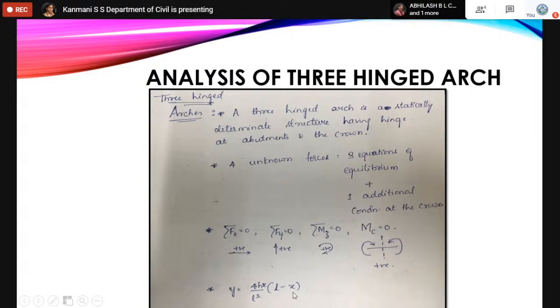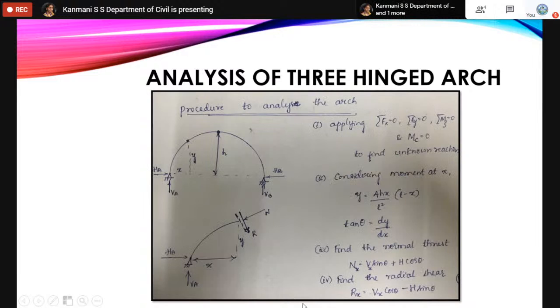Now, y is the height of the point anywhere in the arch. If you want, you can use this formula. I have given you the formula to remember: y equals 4hx divided by L squared into (L minus x). This is the three-hinged parabolic arch formula. We can take this formula straight from mathematics, or even in civil engineering, we have a separate derivation to derive this formula.